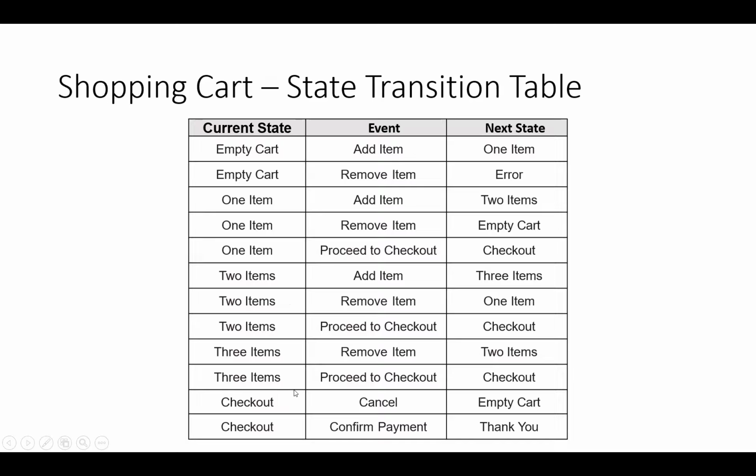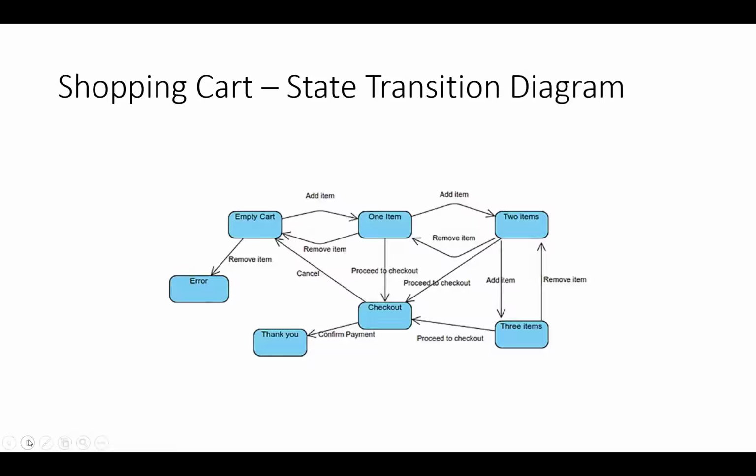Ideally, your state transition table should cover all the possible scenarios, or as many scenarios as you can, to fully test the system. All right, so the diagram will be a little more complex than the previous example, the traffic lights. So you have your states here, and then how you move from one state to another, and the action that is required.